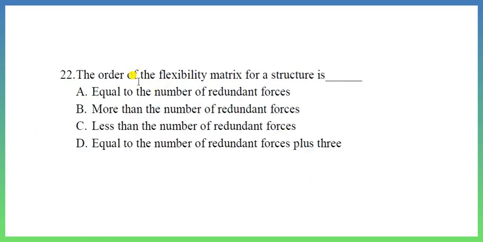Next one, the order of flexibility matrix for a structure is option A equal to the number of redundant forces, B more than number of redundant forces, C less than number of redundant forces, and D equal to the number of redundant forces plus 3. So the correct option is equal to the number of redundant forces.